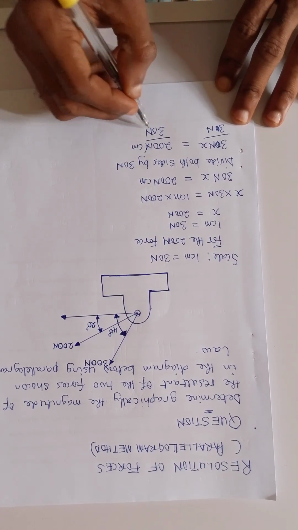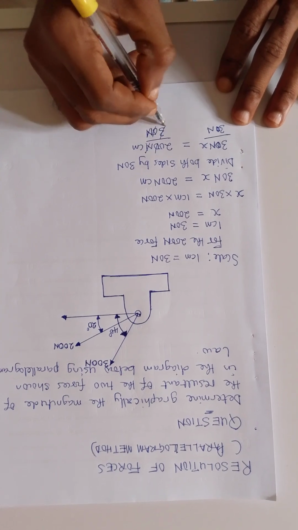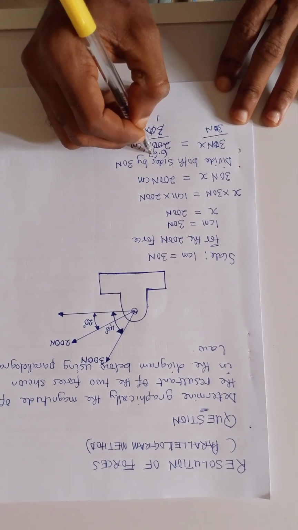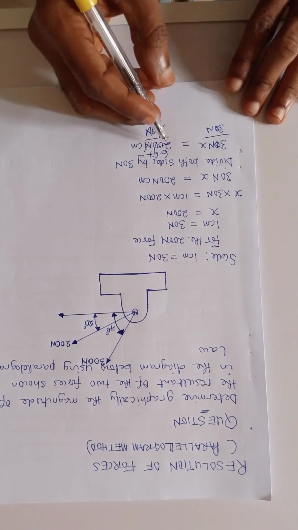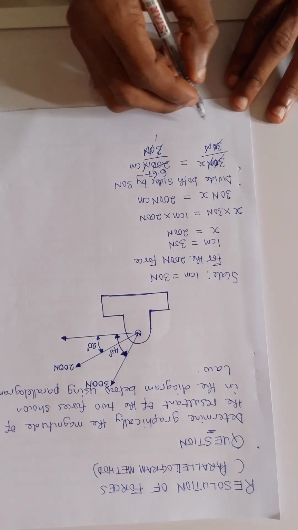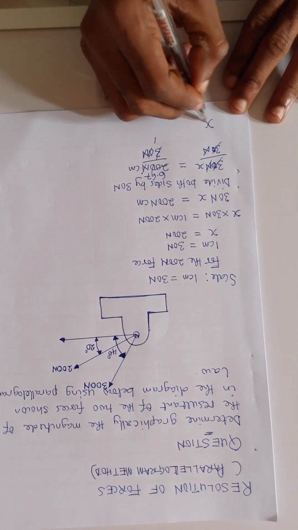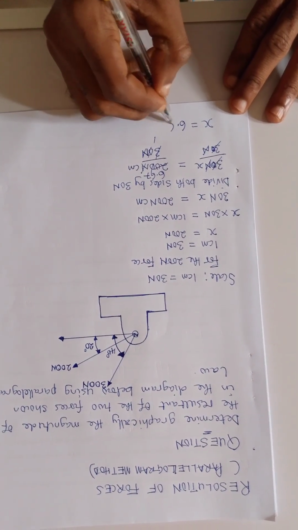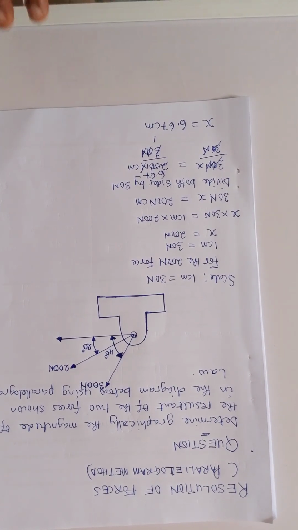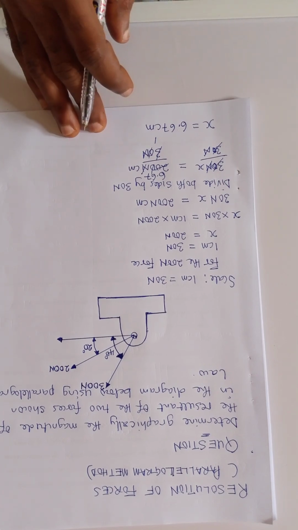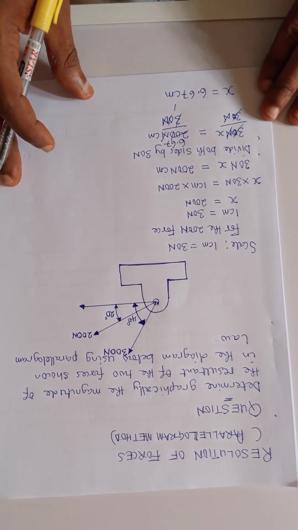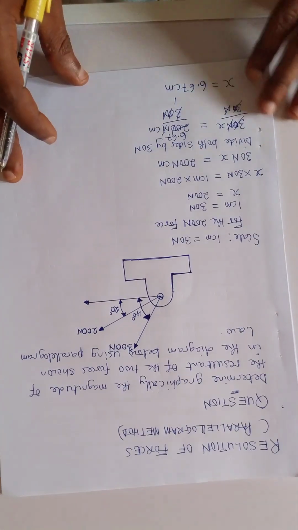So we can divide, this will go. 20 divided by 3 will give us 6.66, and we can approximate it to 6.67. This will go, this and this will go, so that our x equals 6.67 cm. So this means that for the 200 Newton force, the centimeter equivalent will be 6.67 cm based on the scale.